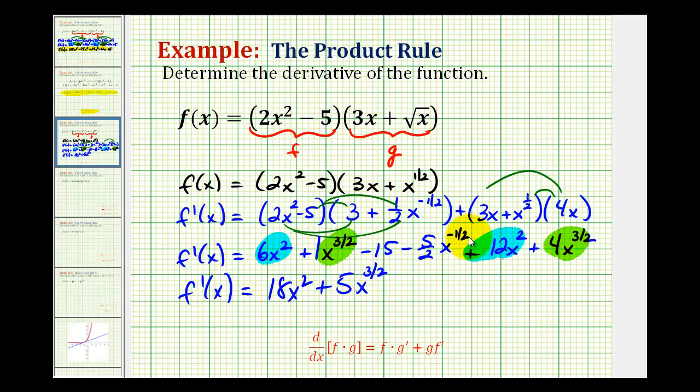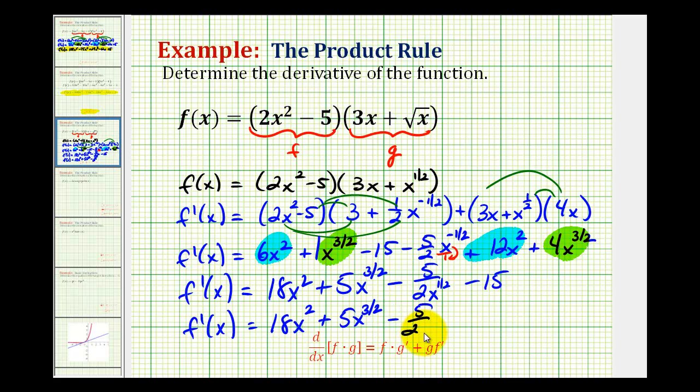This term has an x to the negative 1/2 power. So let's go ahead and rewrite this as minus 5 all over 2x to the positive 1/2. Remember, by moving this to the denominator, we change the sign of the exponent, and then we have minus 15. Now, the last step you might want to do is rewrite x to the 1/2 as the square root of x. So we have 18x squared plus 5x to the 3/2 minus 5 all over 2 square root x minus 15. And then we have our derivative function.